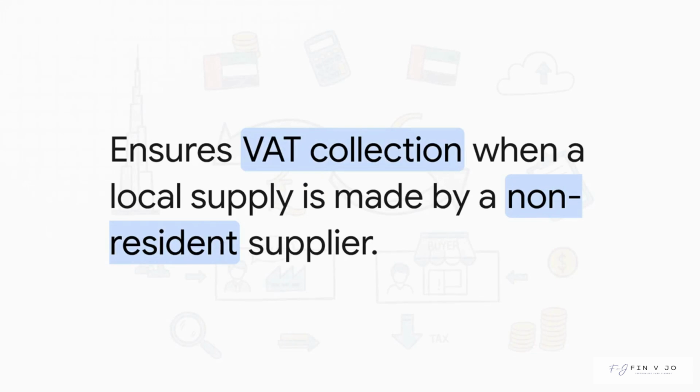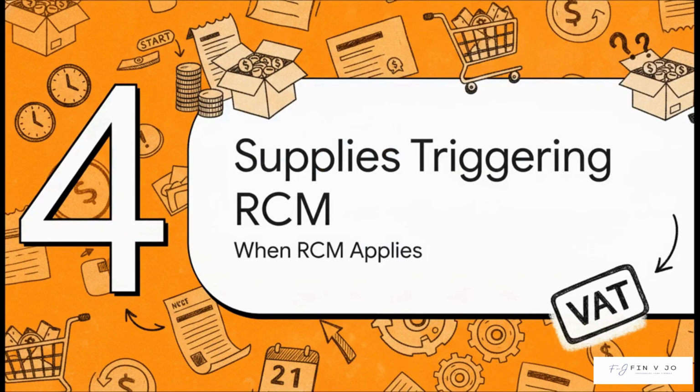See, the government introduced this to ensure VAT is always collected when a local supply is made by a non-resident supplier. Think about it. Auditing a foreign entity operating way outside the UAE is practically impossible. So to protect their tax revenue, they treat the local recipient, the UAE buyer, as the person making the taxable supply. By doing this, they keep the tax liability firmly within their own jurisdiction. Smart, right? Let's jump into Section 4, supplies triggering the RCM, when RCM applies.